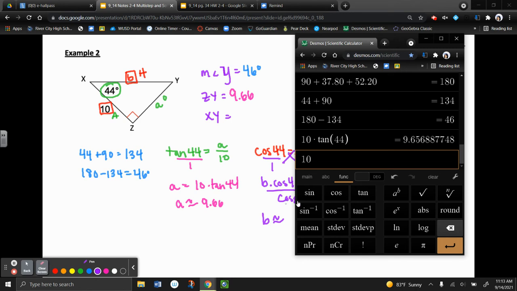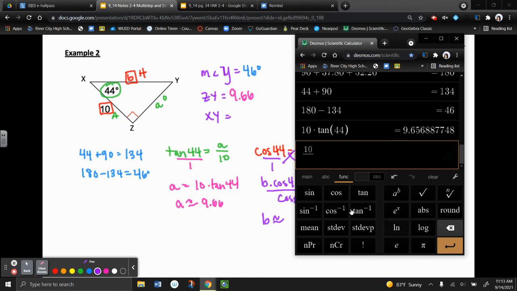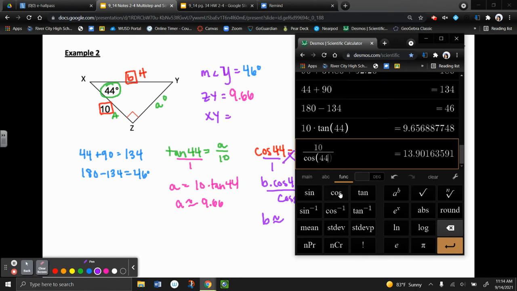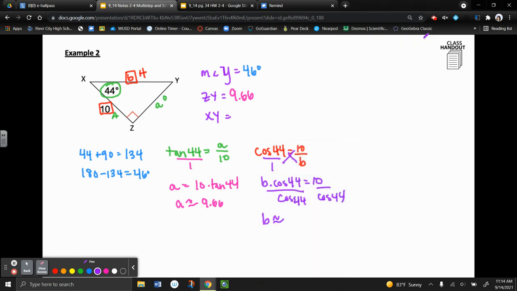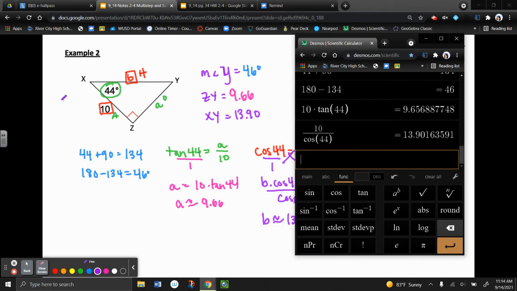So 10 divided by cosine of 44, we get 13.90. Okay, from here, if you wanted, we can check our answers. We can check using Pythagorean theorem. We know that a squared plus b squared should equal c squared.